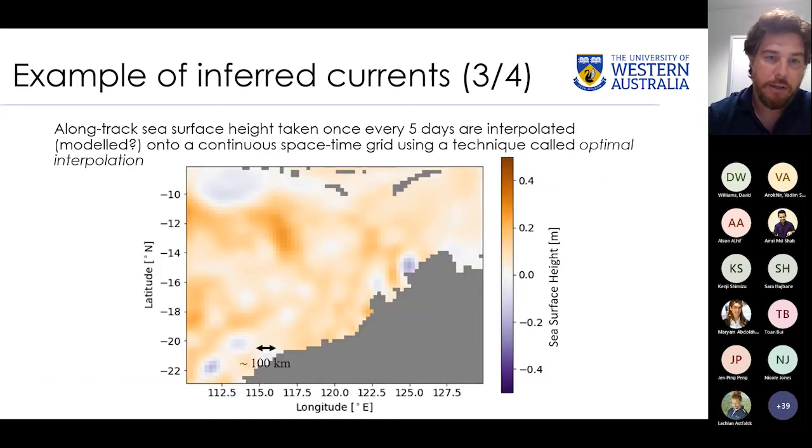The second step is that because these are sparse measurements in space and time, they then interpolate or model onto a continuous space-time grid, and they use this technique called optimal interpolation to do this. That basically gives you these smooth maps of what the sea surface height looks like, noting that there are various assumptions that go into these spatiotemporal modelling tools.